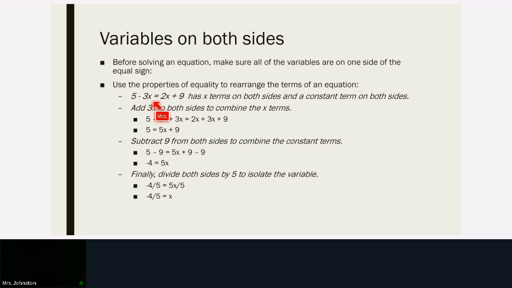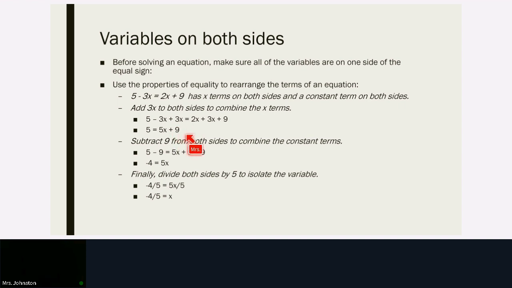So here, if I add 3x to both sides of this equation, I end up with just 5 remaining because negative 3x plus 3x is 0. And then on the other side, I added the 3x, and combining those like terms gives me 5x plus 9. And then you can recognize that this is a two-step equation that you know how to solve.